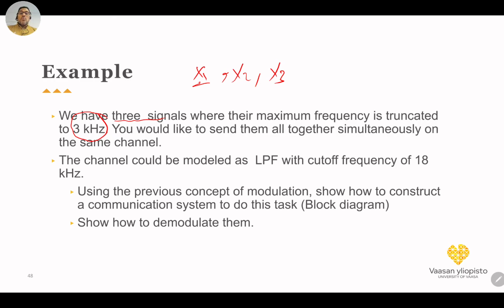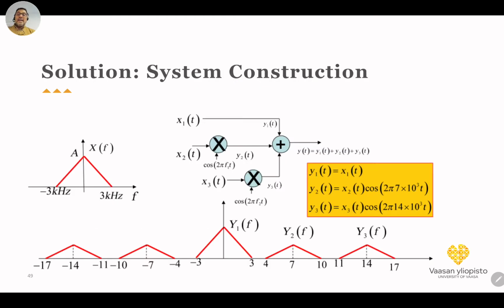So now we want to use the same concept of multiplication modulation, as we have seen, double side band subcarrier modulation. We want to use the same concept in order to transmit these three signals together. The idea simply is like that.